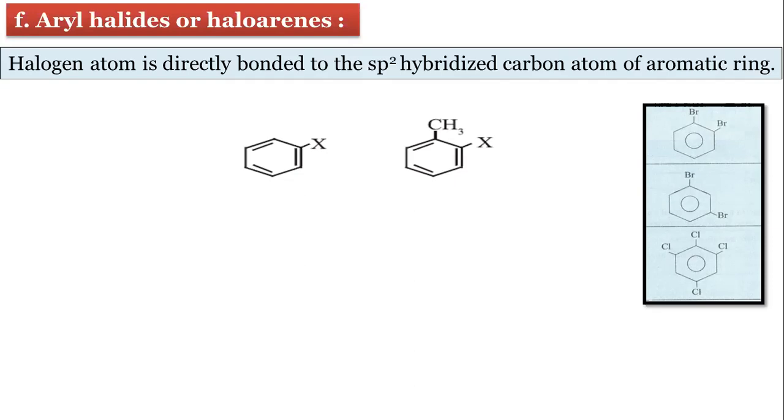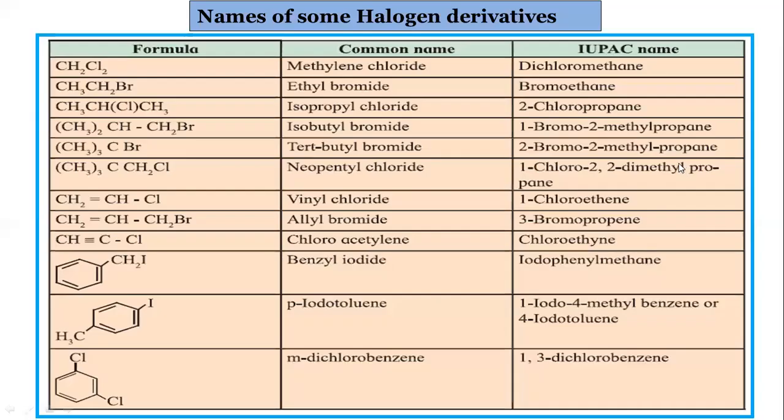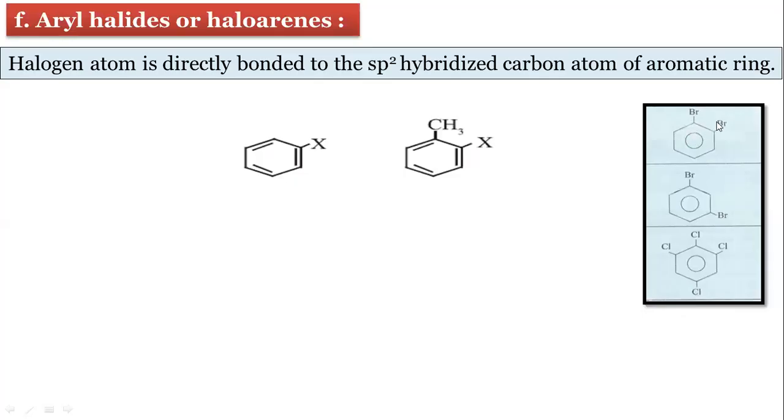If you don't know the position, tell me the common name. This IUPAC name is correct. 1,2 dibromobenzene is correct. Sorry, this is 1 and this is 2. 1,2 dibromobenzene is correct. It is also called ortho, because the 1,2 position is the ortho position. It is also called ortho dibromobenzene.